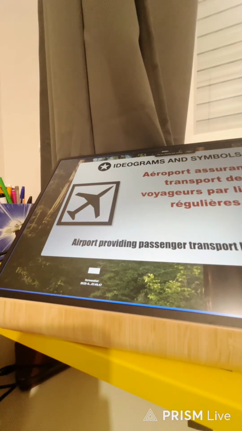The next one is saying that it is the airport providing passenger transport for regular lines. That means you are going closer to where there are airplanes where you can fly. Okay, so this place is safe for you. You don't have any issue. You can stay if you are traveling, maybe you are going to an airport.